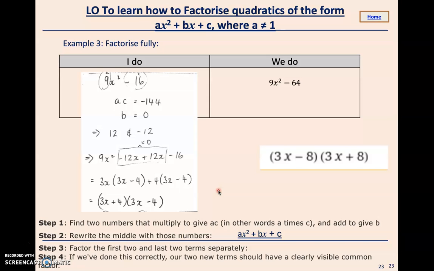And there you go. There's the answer for your we do. So if you can be correcting that, marking it, if you've got it correct, well done.